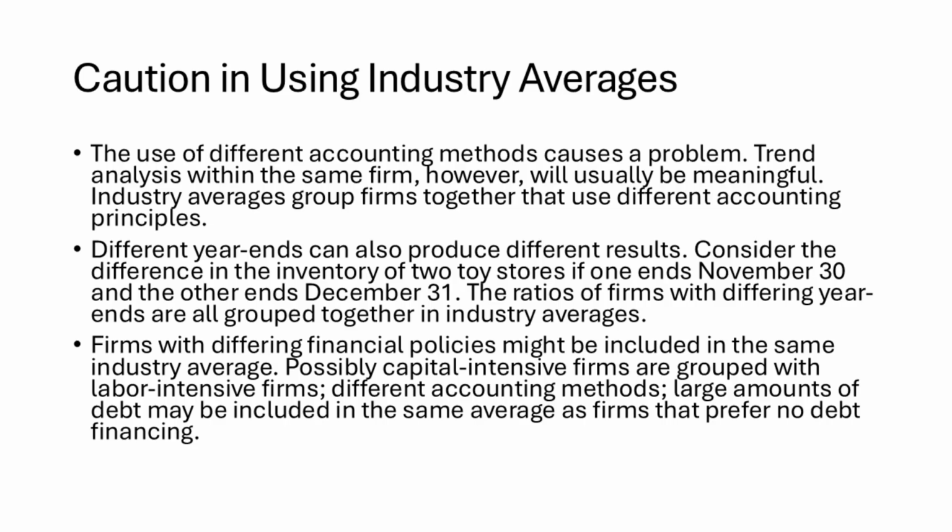Consider the difference in the inventory of two toy stores if one ends November 30th and the other ends December 31st. The ratios of firms with differing year-ends are all grouped together in industry averages. Firms with differing financial policies might be included in the same industry average. Possibly capital-intensive firms are grouped with labor-intensive firms. Different accounting methods. Large amounts of debt may be included in the same average as firms that prefer no debt financing. Industry averages often represent averages from small samples that are not representative of the industry. An extreme statement, such as one containing a large loss, can also distort industry averages.